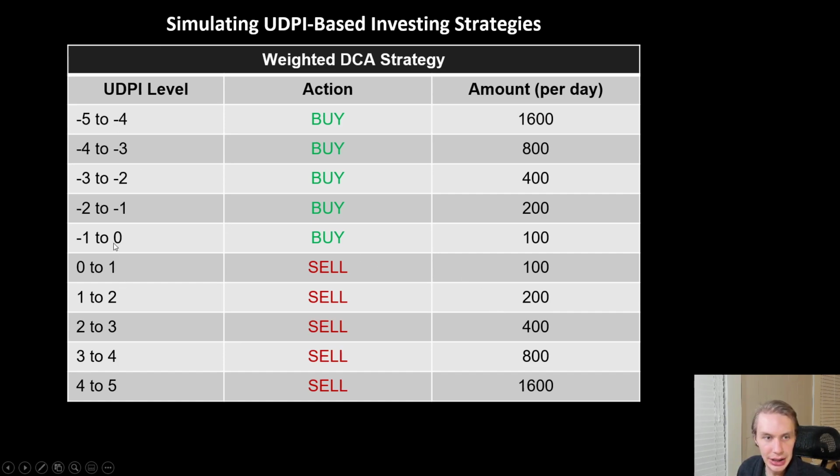So essentially the idea is that the lower the UDPI level is, the heavier you're going to be buying per day. And then the higher it gets, especially after it breaks above 0, you're just going to be selling increasing amounts every single day. So that's the way this strategy is going to work: buying increasing amounts as the risk level falls lowest, selling increasing amounts as it rises highest.